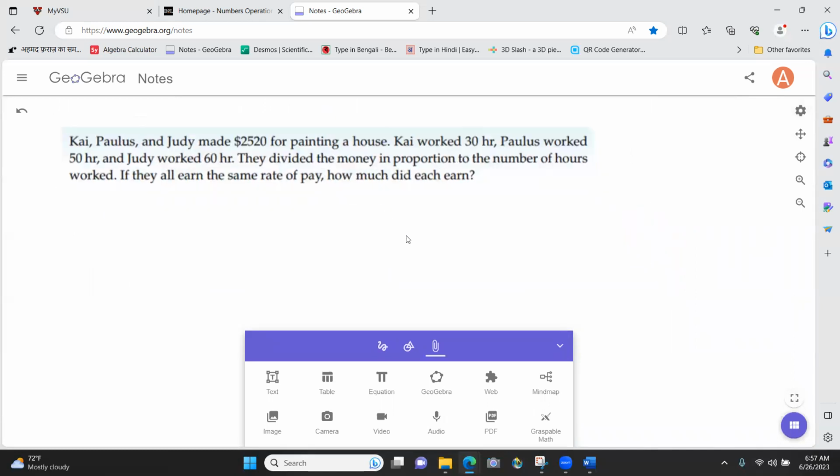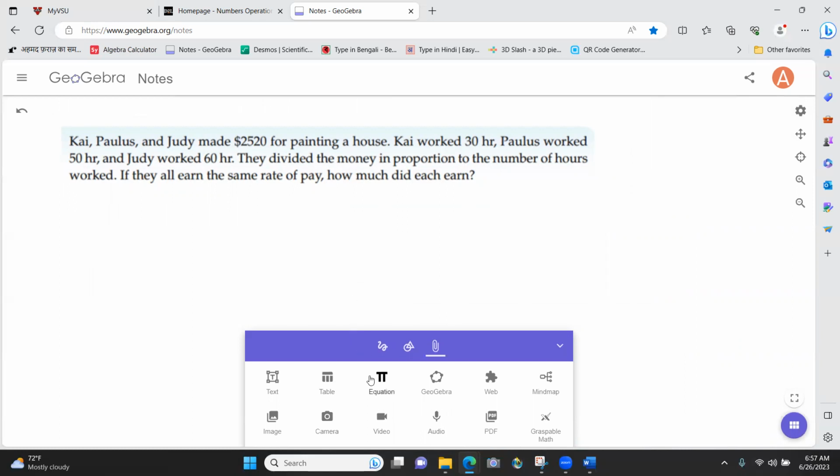Kai, Paulus, and Judy made $2,520 for painting a house. Kai worked 30 hours, Paulus worked 50 hours, and Judy worked 60 hours. How do they want to divvy up the money?